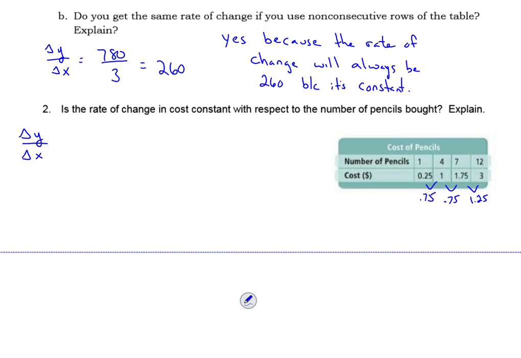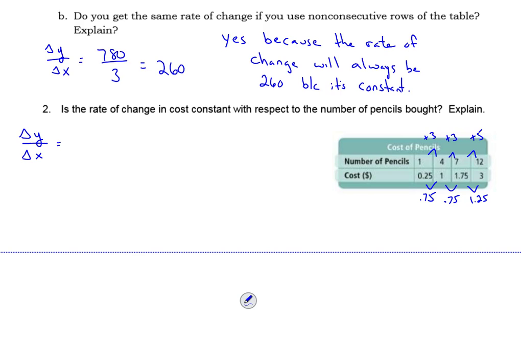that you have to do change in y over change in x. The x's from 1 to 4 change by 3, from 4 to 7 change by 3, but from 7 to 12 they change by 5. So it looks like the y's aren't going up by the same number, and neither are the x's. But again, that still doesn't mean that the rate of change isn't constant.